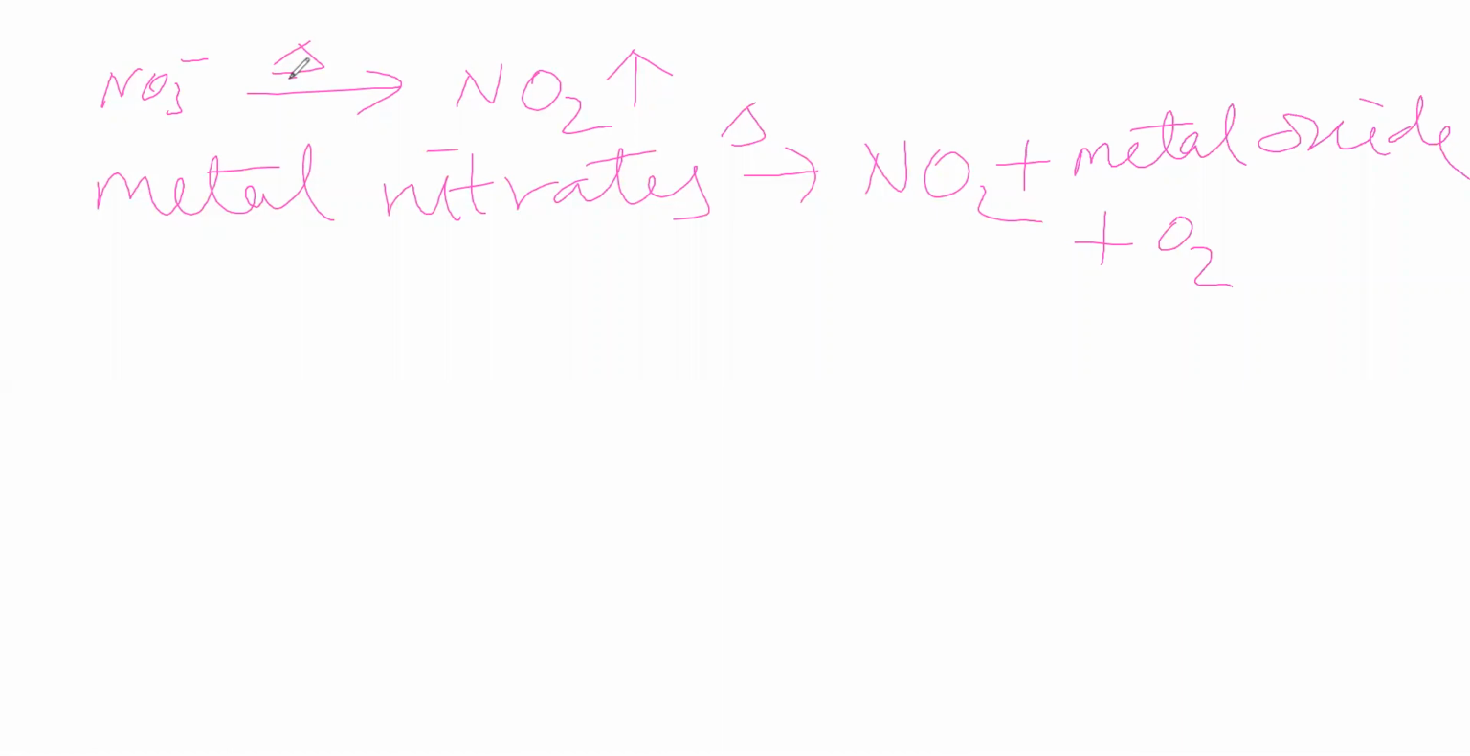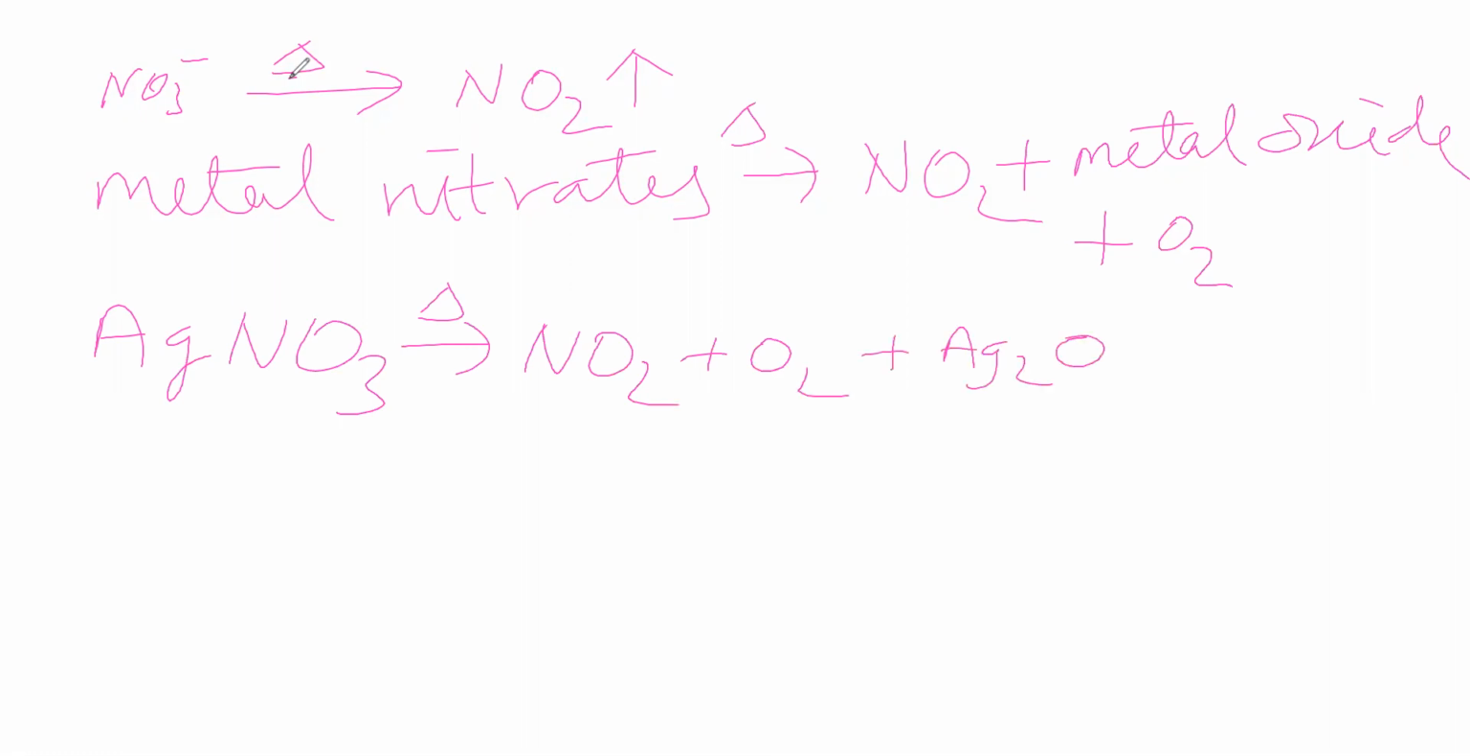Now we will take the exceptions. One exception is silver nitrate. Silver nitrate on dry heating gives NO2, O2, and silver oxide. Silver oxide is a metal oxide, and it easily undergoes decomposition, therefore it gives silver metal. So here the exception is silver nitrate.